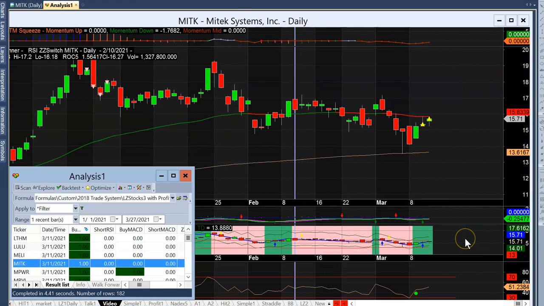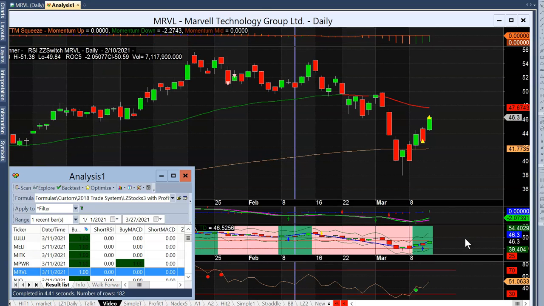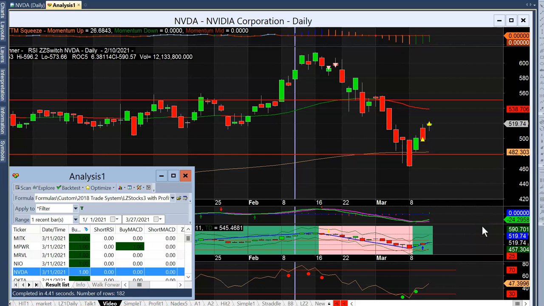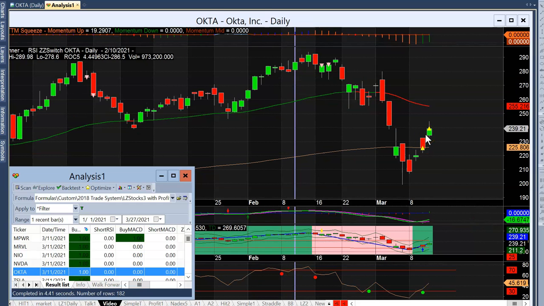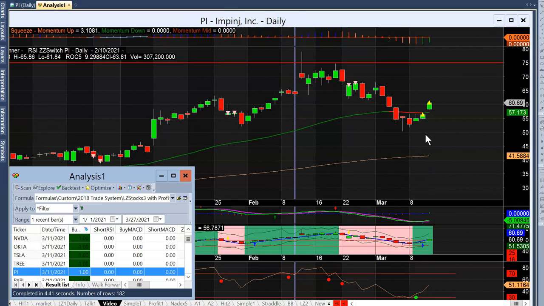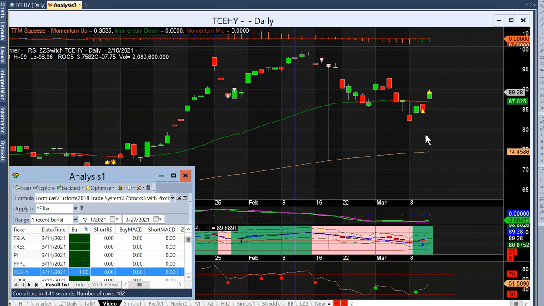MELI, MITK, I'm in. Monolithic Power, not in. Marvell, I believe I own. NEO, losing trade, but it's going in my direction. Nevada, going in the right direction. Okta, right direction, not in. Never played it. Tesla, not in. TREE was one of the option plays I'm going to look at. Buy, definitely in the right direction. Like the looks of it. PayPal, right direction. TECHI, which is one of the option plays, but I've never played it before.